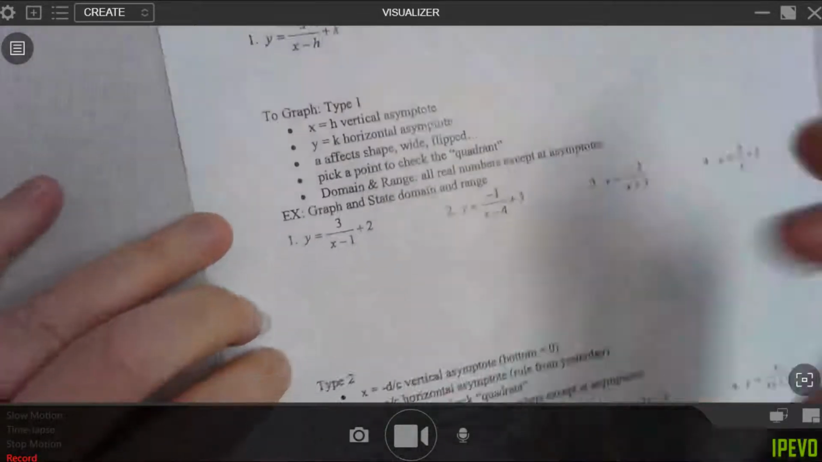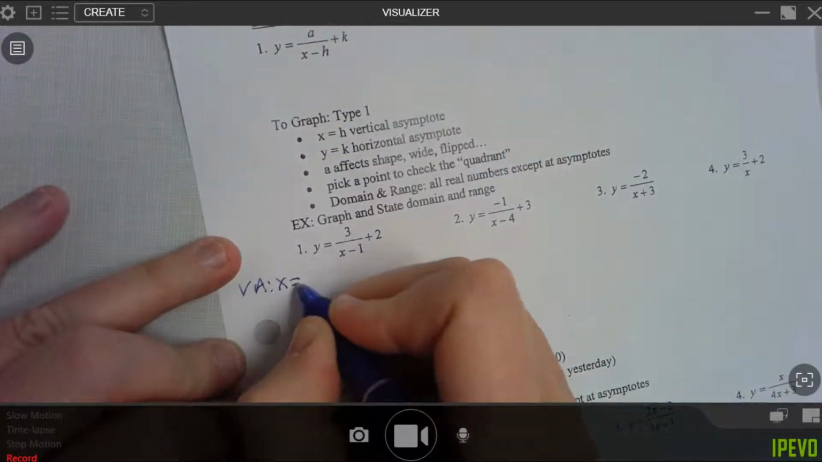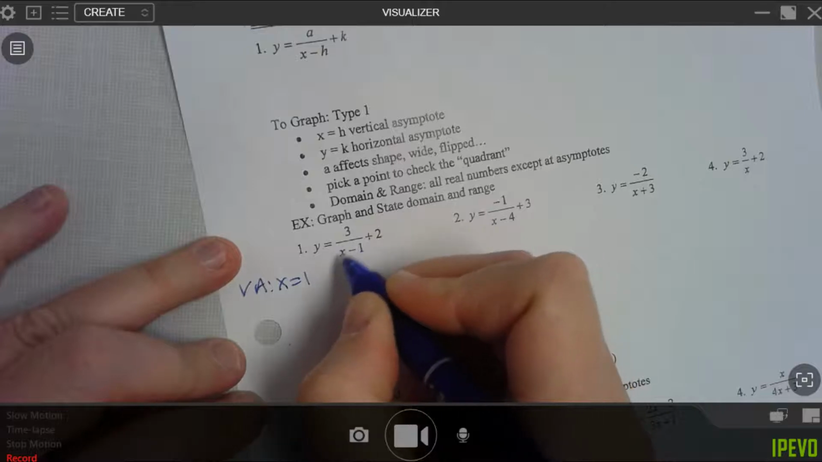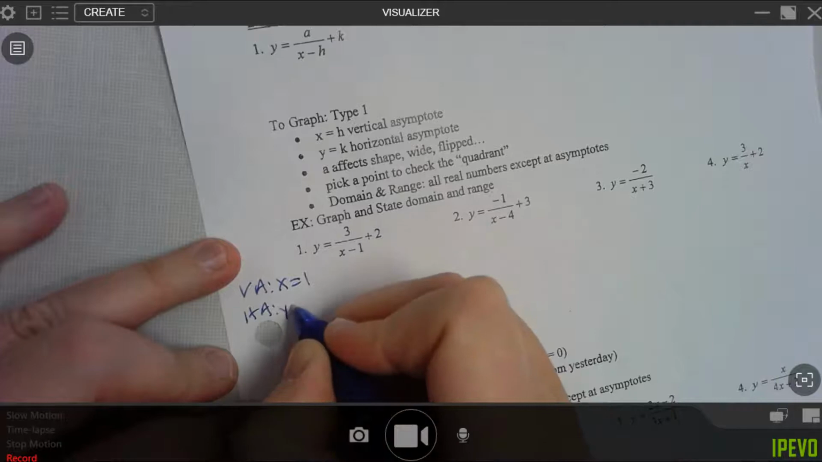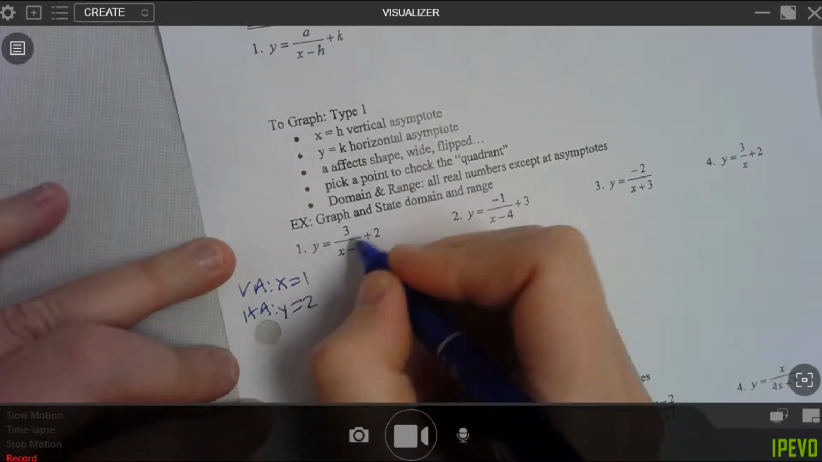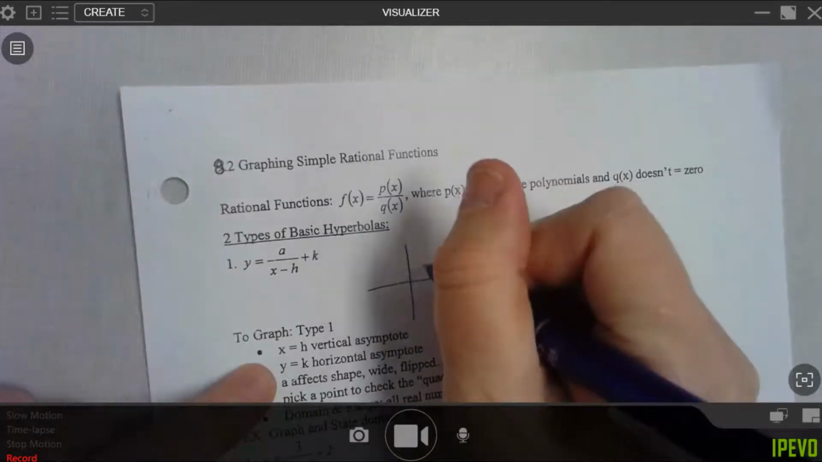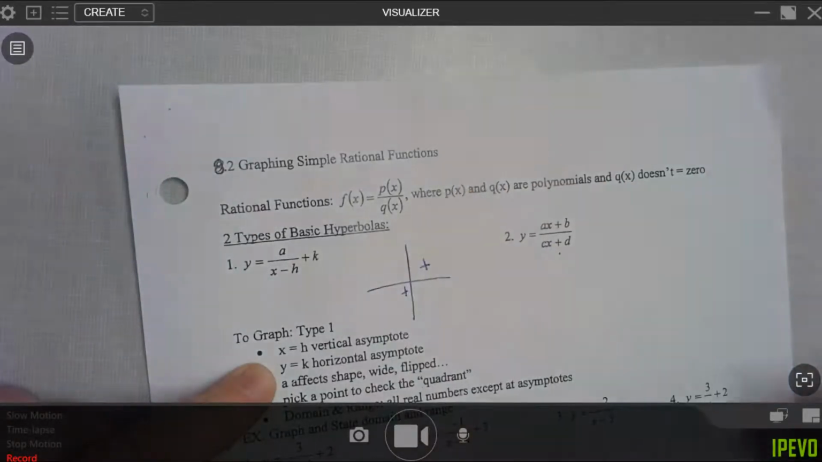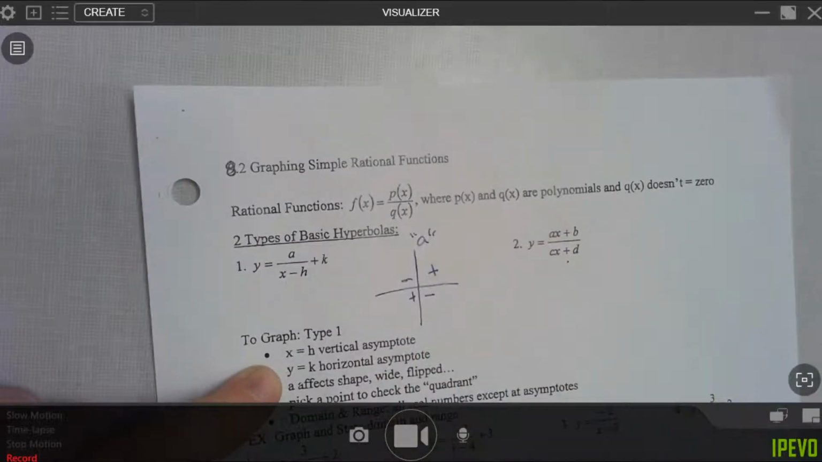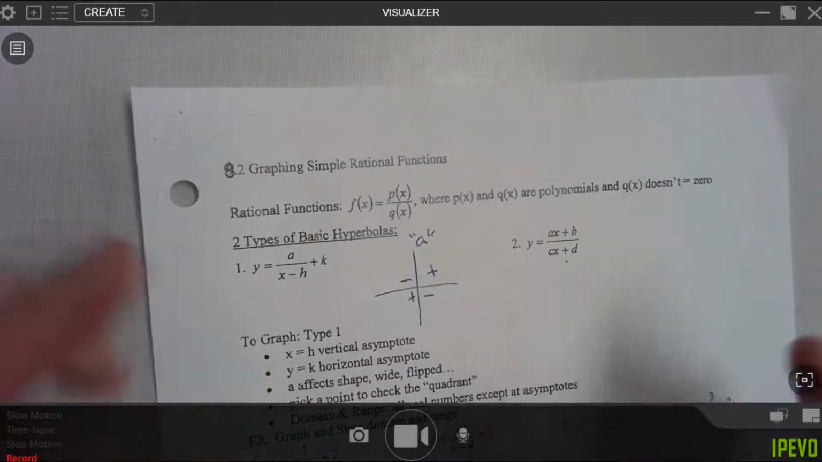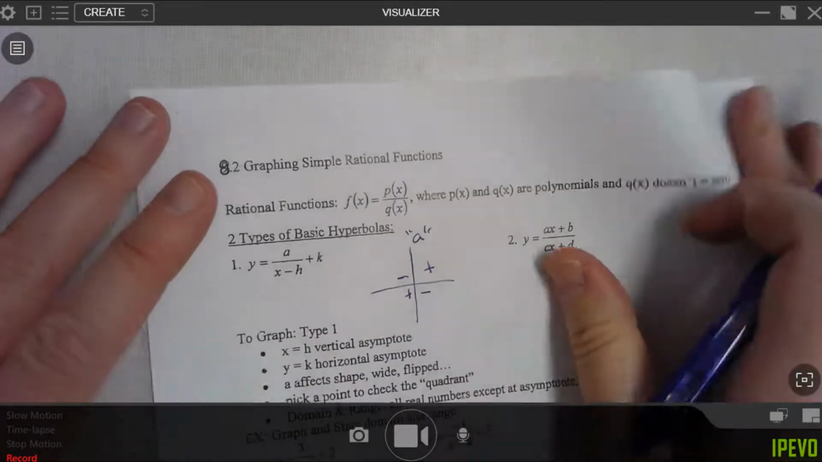So number 1 to graph. I'm going to say my vertical asymptote is at 1, because it's the opposite of that number. Horizontal asymptote is your outside number, so that's a 2. And then the 3. If A is positive, it's going to go in these 2 quadrants, and if A is negative, it's going to go in those 2 quadrants. So it's a little trick. It only works for this one simple type right here.